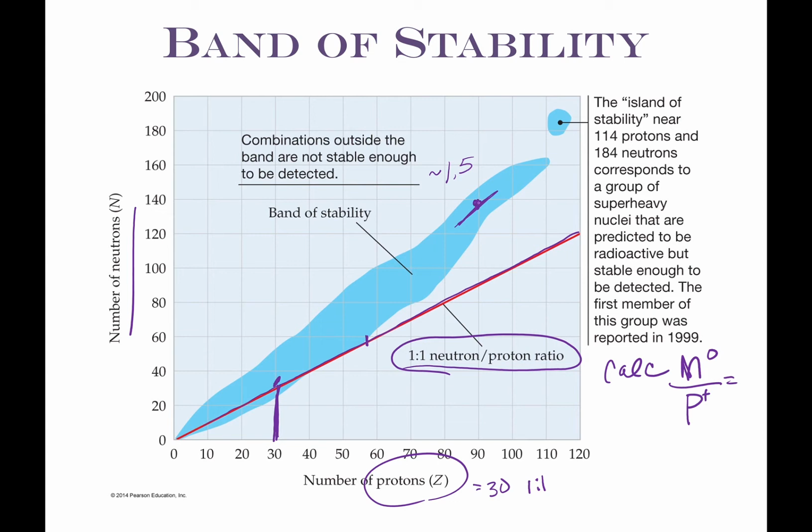Let's see, the center is about 140 neutrons divided by 90-some protons, something like that. So just find a centralized location, find the number of neutrons and the number of protons, and divide them. It'll tell you what we want it to be. But we're going to have to decide, is this ratio too high or is this ratio too low? Does it need to come up to get into the band of stability, or does it need to go down to get into the band of stability?